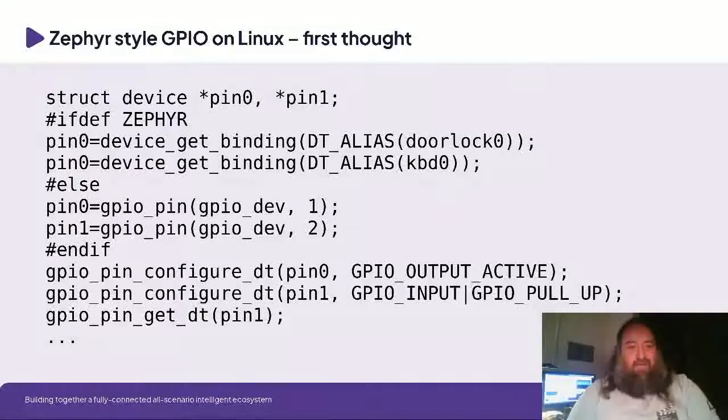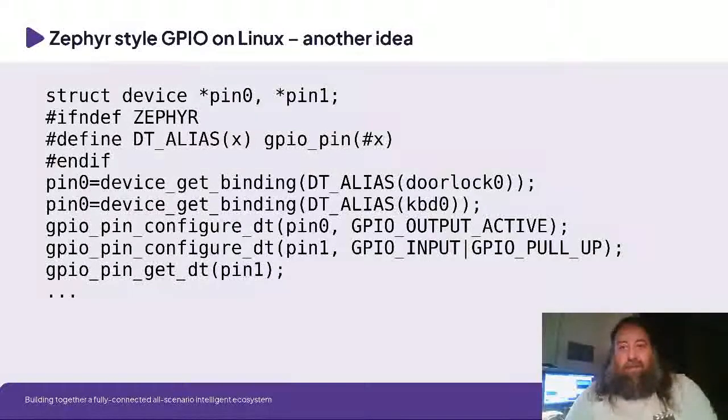So my first thought was, let's do the obvious. We use device get binding DT alias as usual on Zephyr, and on Linux we use some other mechanism to open the device, where we could specify the GPIO device and the pin on that device. And after that everything is exactly the same as in Zephyr. So that would certainly be a workable solution. But then another thought crossed my mind.